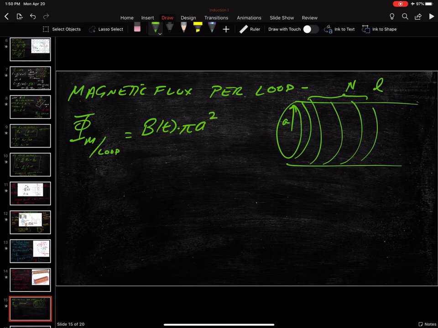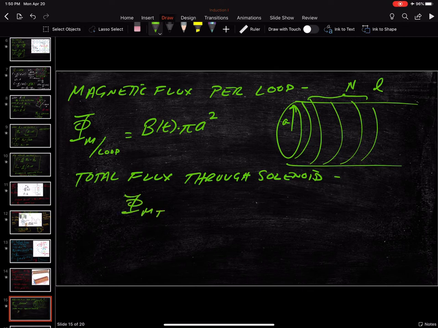Okay? Then the total flux, okay? The total flux through the entire solenoid, phi m total, should be just the magnetic flux per loop times the number of loops, times n. Okay? Every one of those loops contributes. And if you've got n of them, it bumps up a whole lot bigger. And so your phi m total should be B times pi. Well, let me write it a little bit better.